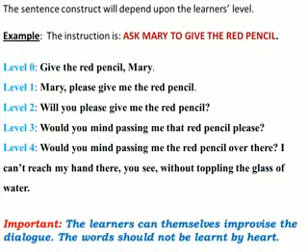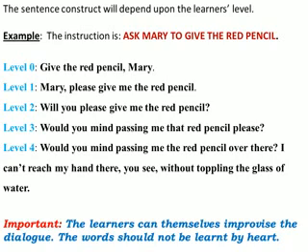The sentence construct will depend upon the learner's level. Example: The instruction is, "Ask Mary to give the red pencil." Level 0. Give the red pencil, Mary. Level 1. Mary, please give me the red pencil.